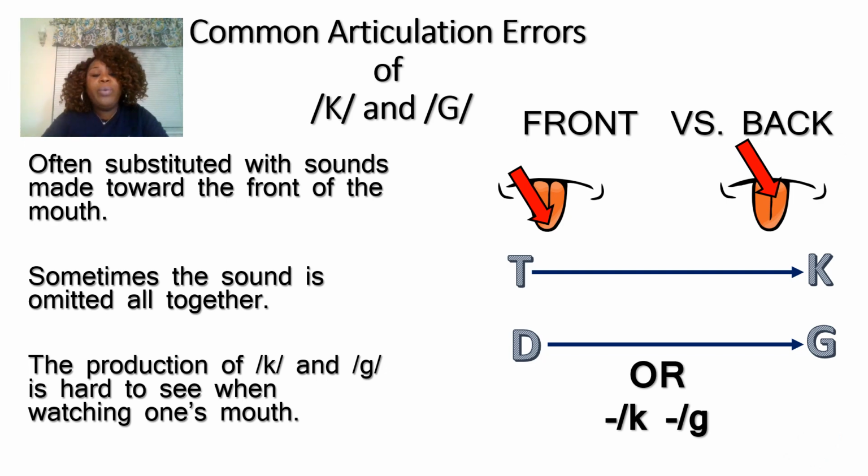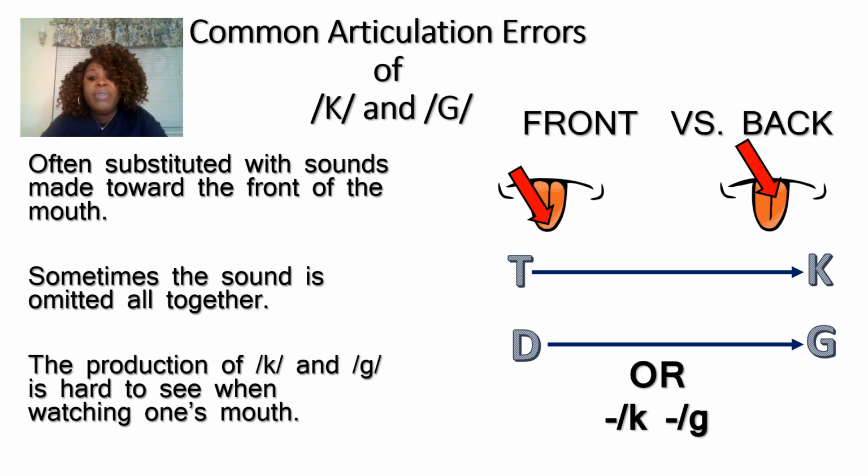So now that we know how K and G are formed when they aren't impaired and what they should look like normally, we're going to discuss now what are some common substitutions for K and G and other errors that could occur when a child has difficulty producing these sounds.